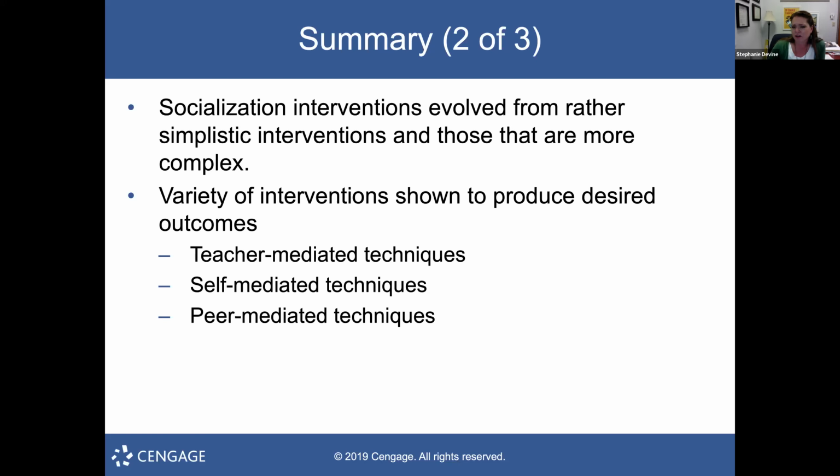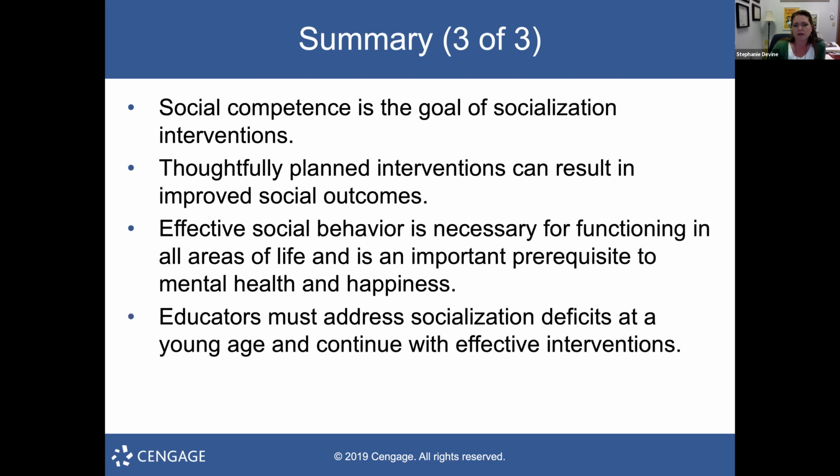A variety of interventions have been shown to produce desired outcomes. Like we mentioned, teacher-mediated, self-mediated, and peer-mediated. But ideally, you're doing a combination of those. Ultimately, social competence is the goal of all of this training and intervention. You want your students to be socially competent.